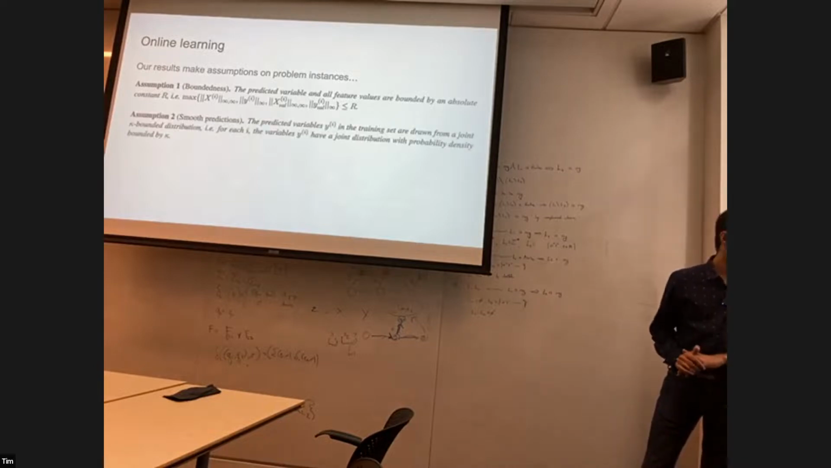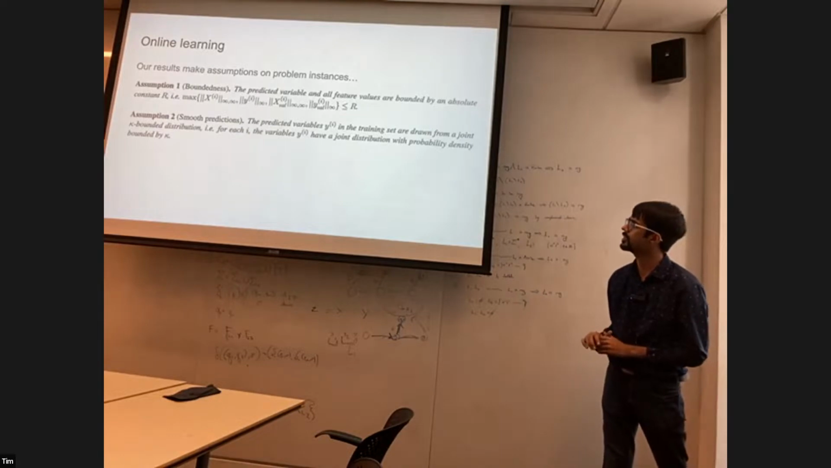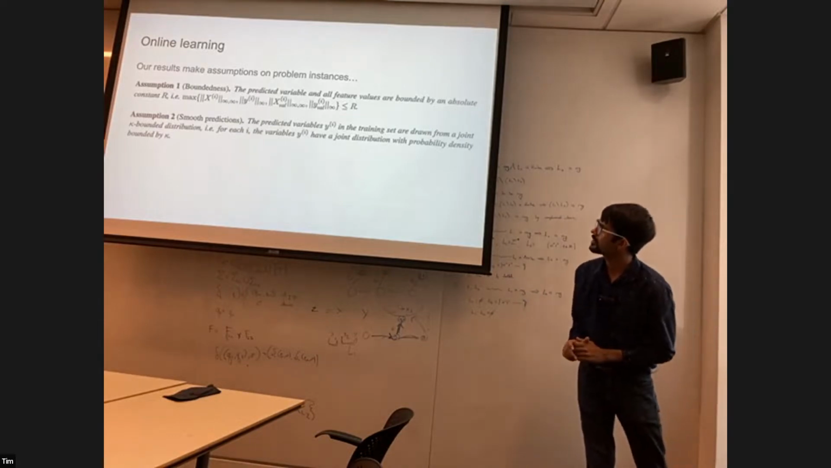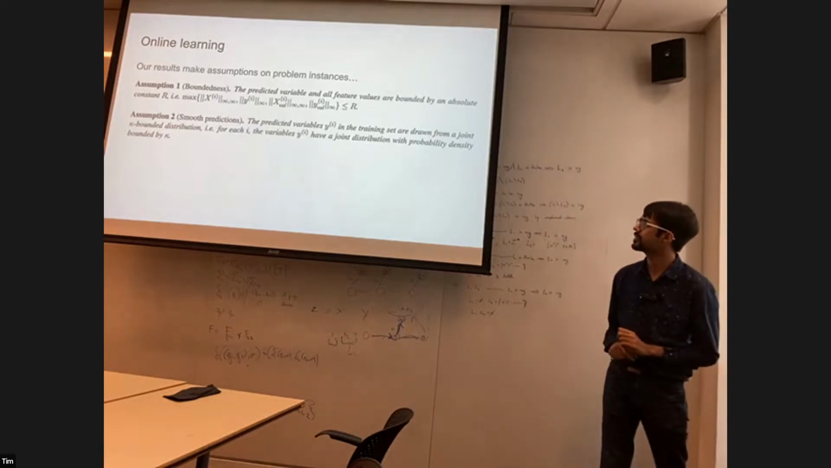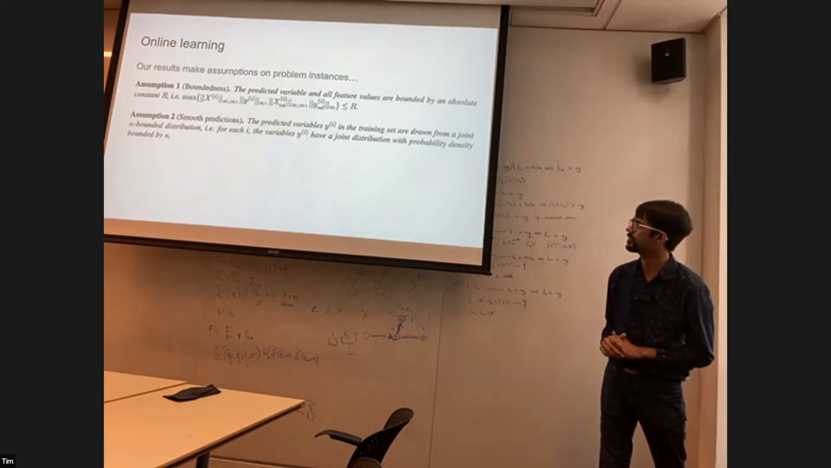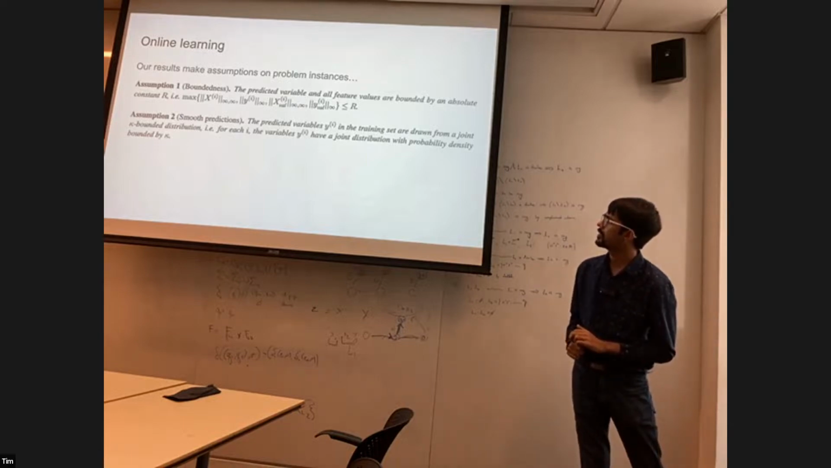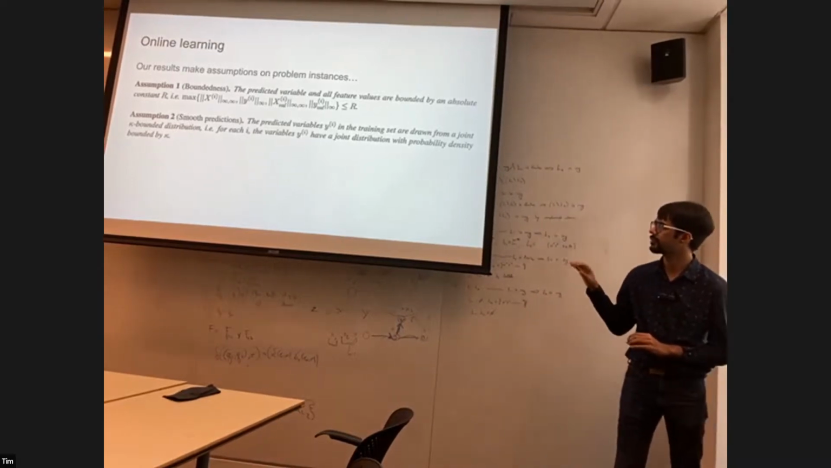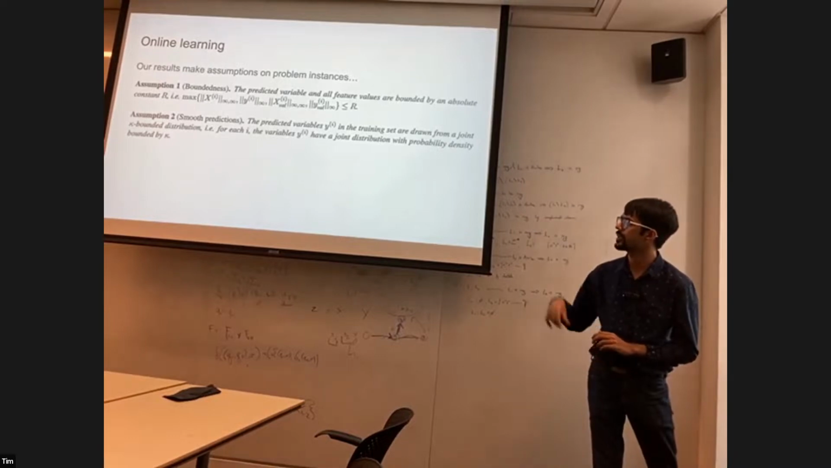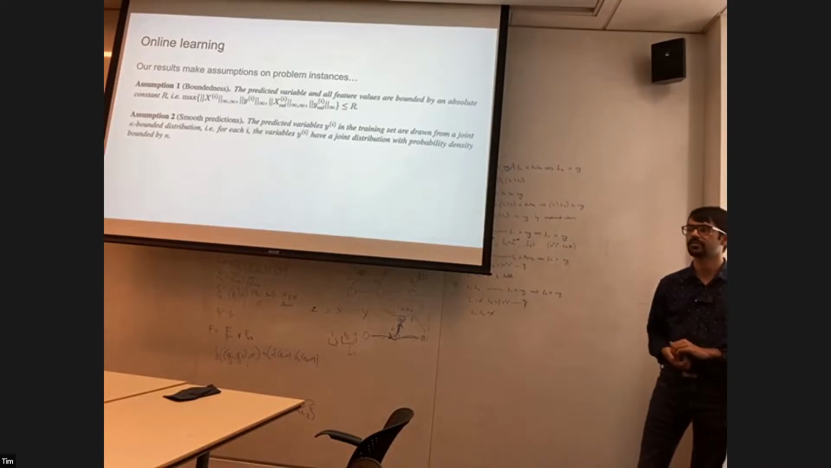And we also want a smoothness assumption. So the predicted variable y is drawn from, and this is an interesting assumption, we want that if you change the values of y by just a little bit, it doesn't make much difference. Essentially, there is a probability density function for the joint distribution of these y_i variables, and we assume there is an upper bound on the probability density.